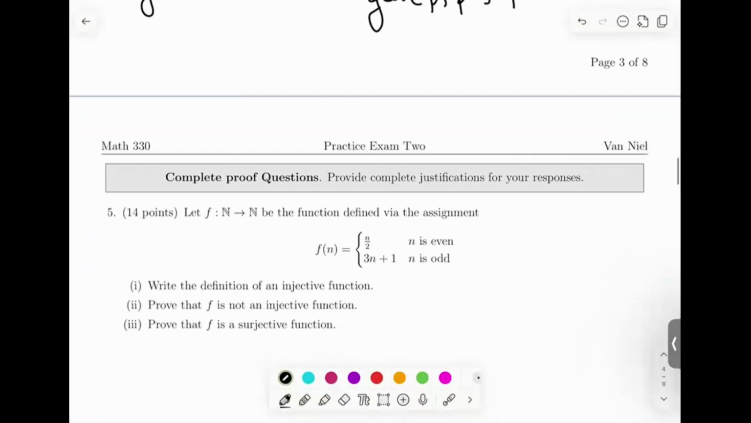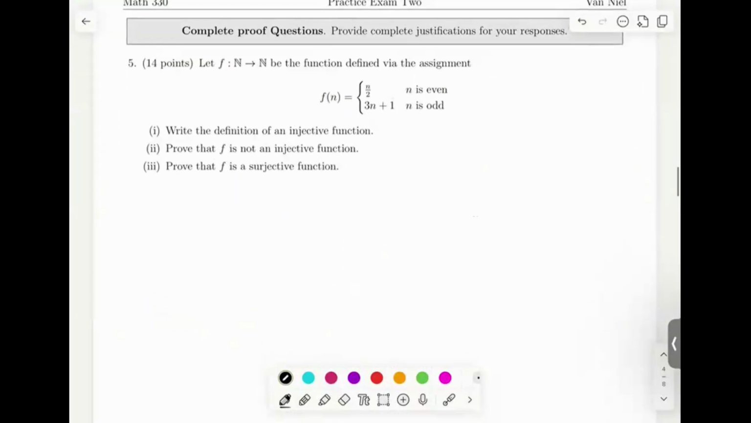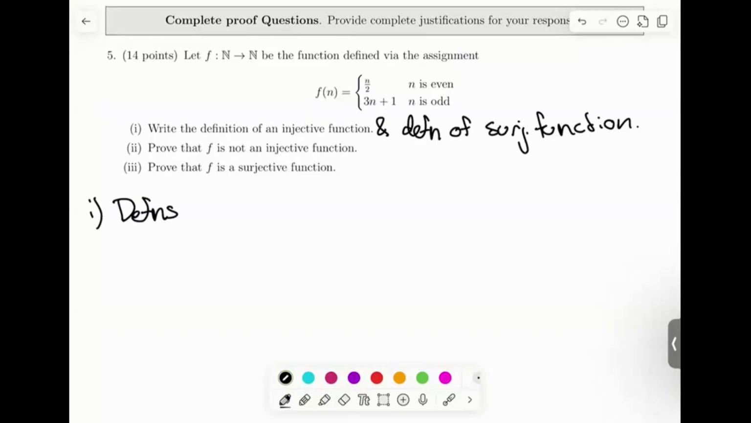Okay, on to the next. Let f from the naturals to naturals be the function defined via the assignment, this thing. I meant to change this to include the definition of surjective function. So, definitions. Let f from X to Y be a function.